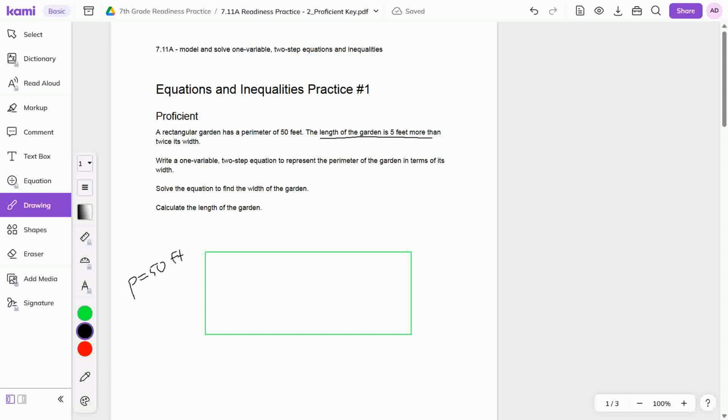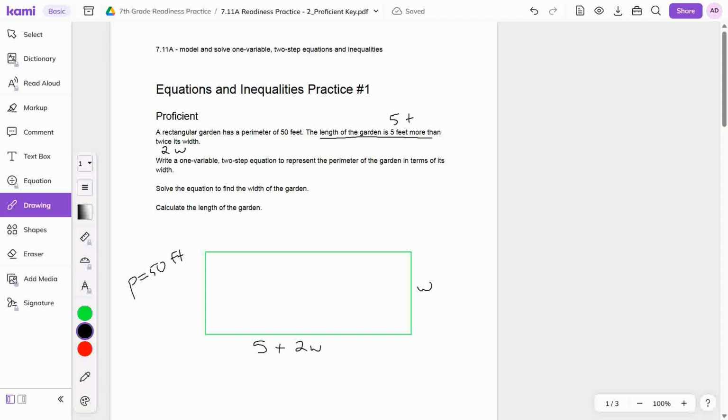What do we know? The length is 5 more than twice the width. So 5 more, so 5 plus twice the width. I'm going to put 5 plus 2w, because 5 more is 5 plus, and twice the width is 2w. And then my width is just the width, since they don't give us anything else.